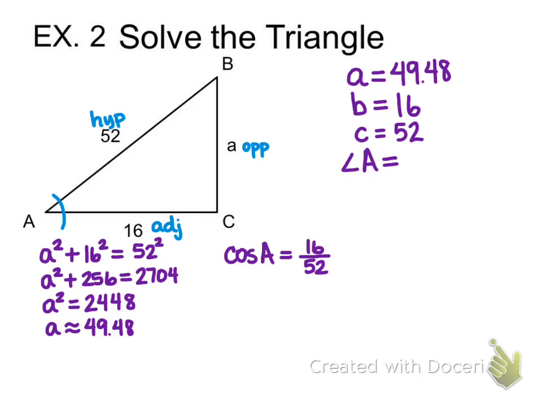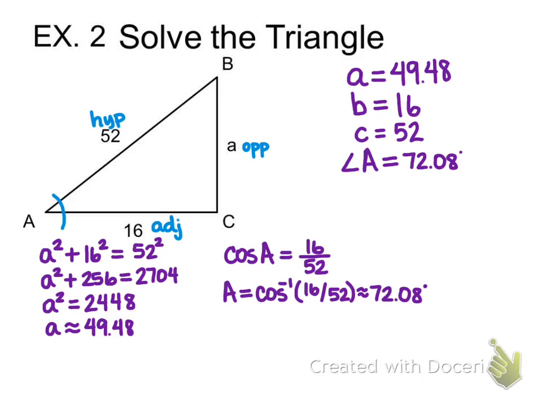We learned earlier in the week that the opposite operation of cosine, what will undo a cosine, is the inverse function, inverse cosine. If I take the inverse cosine of both sides, then it's going to cancel the cosine on the left. So that means that A equals the inverse cosine of 16 over 52. In my calculator, I'm going to type second cosine 16 divided by 52. And we will get that A is approximately 72.08.